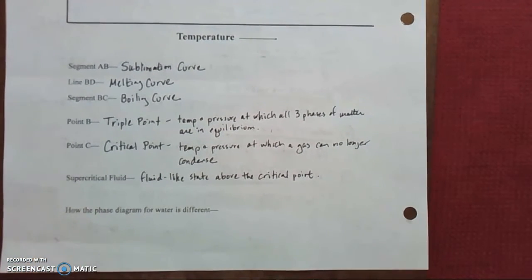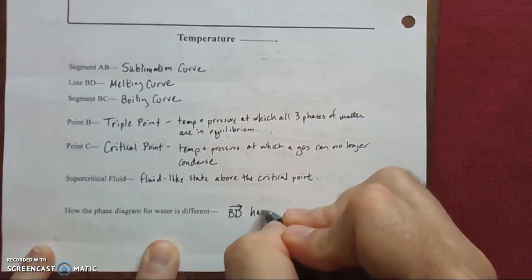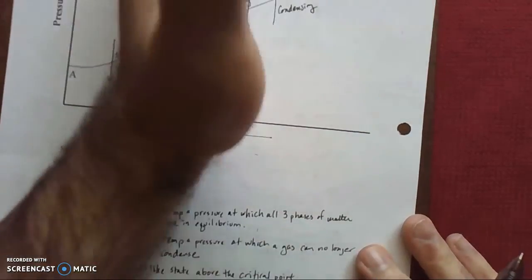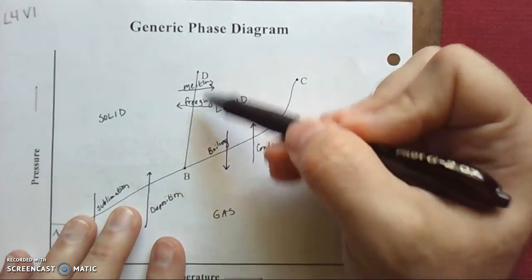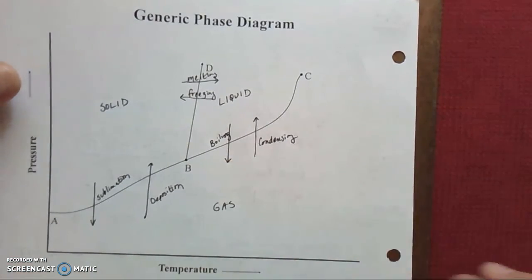Now, the last thing that we'll talk about is that the water diagram is a little bit different. And water, we know that pressure and temperature between solid and liquid, water is unique because water is less dense as a solid. Most things are more dense as a solid, but water is different, which allows ice to float. Line BD has a negative slope for water. So it's not a positive slope. It will actually be not positive like this one. It would be this direction. So water has a very telling sign in its phase diagram.